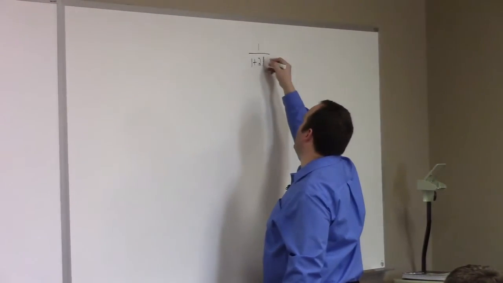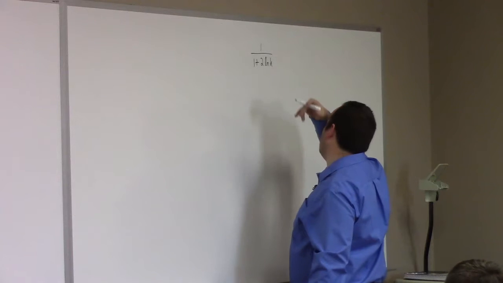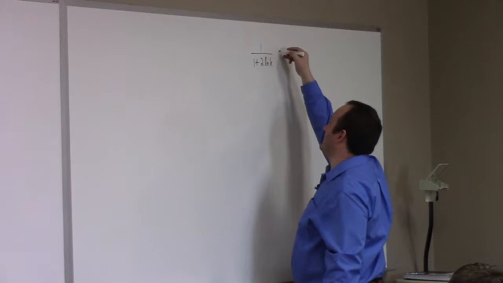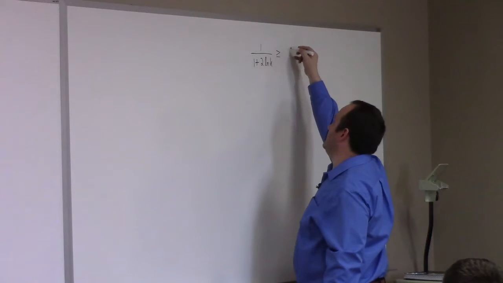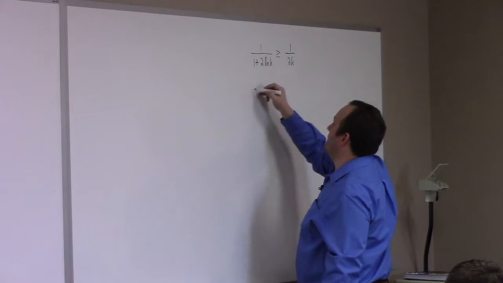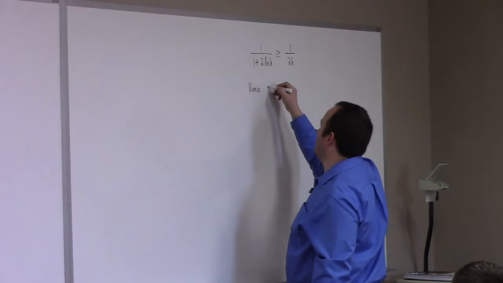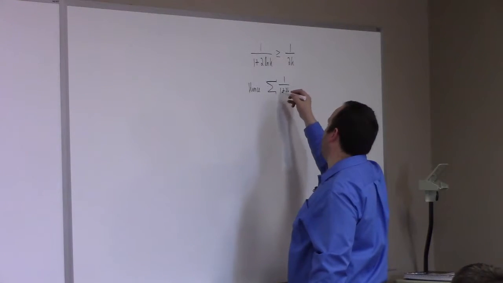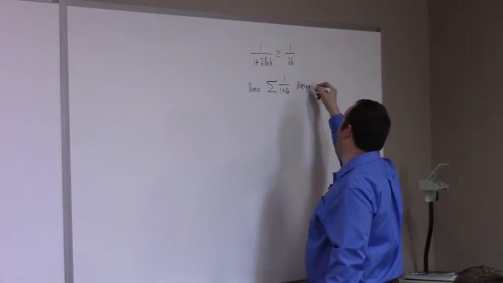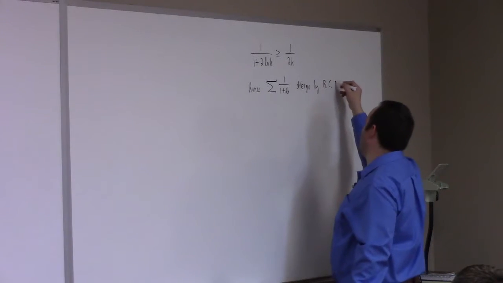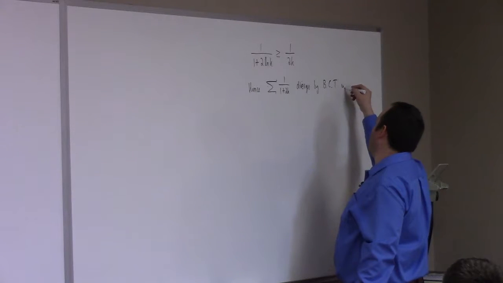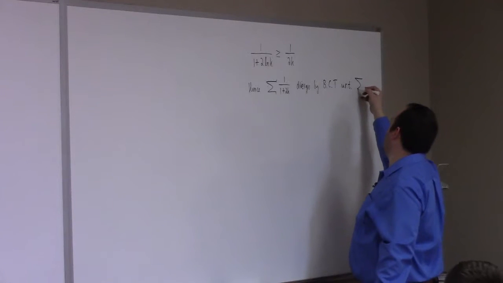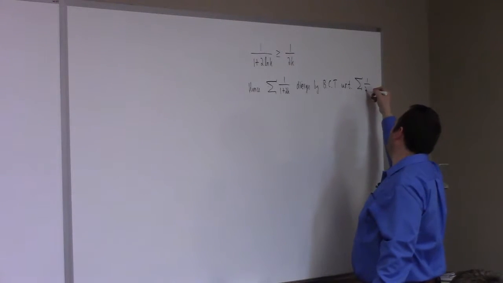So 1 over 1 plus 2 ln k. We showed yesterday that this is, in fact, greater than or equal to 1 over 2k. Hence, the series 1 over 1 plus 2k diverges by basic comparison test with respect to the sum of 1 over 2k.